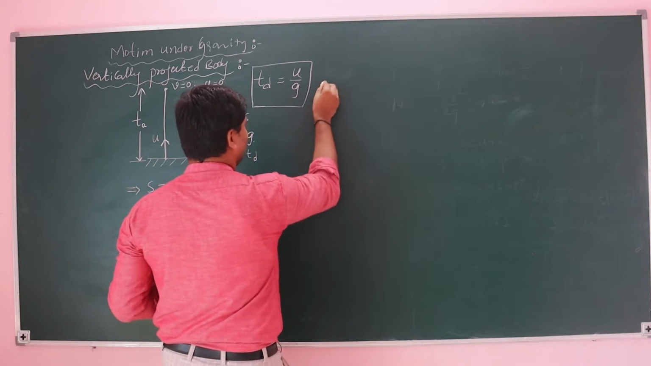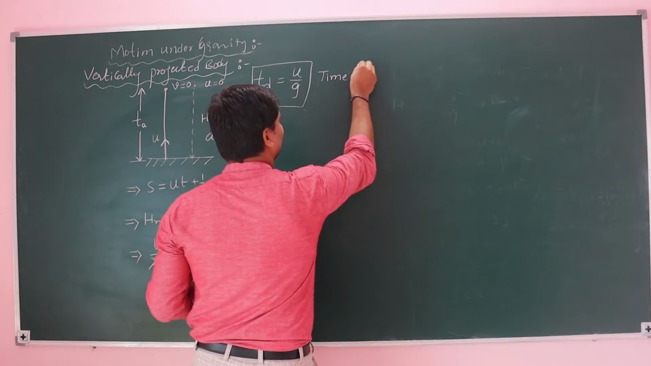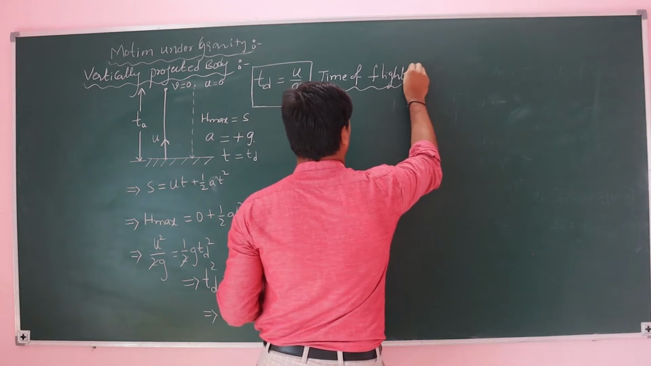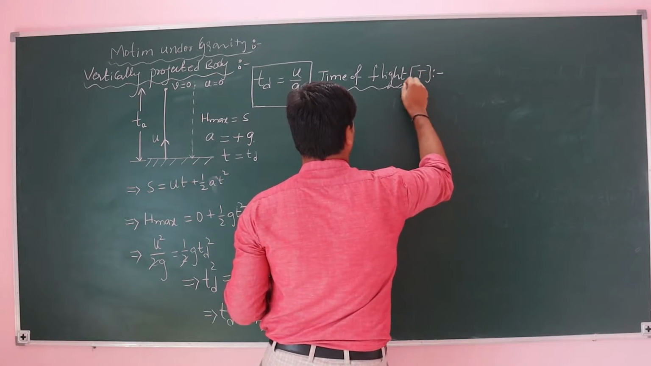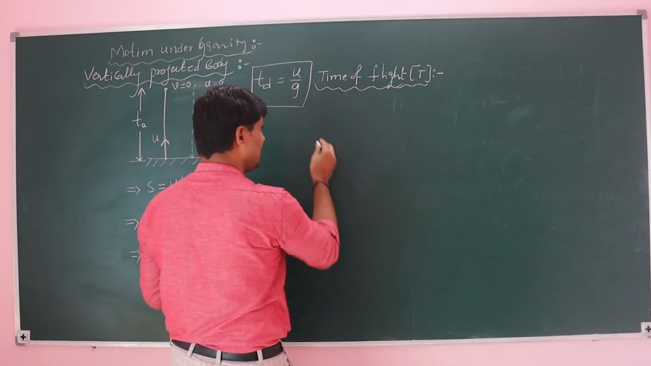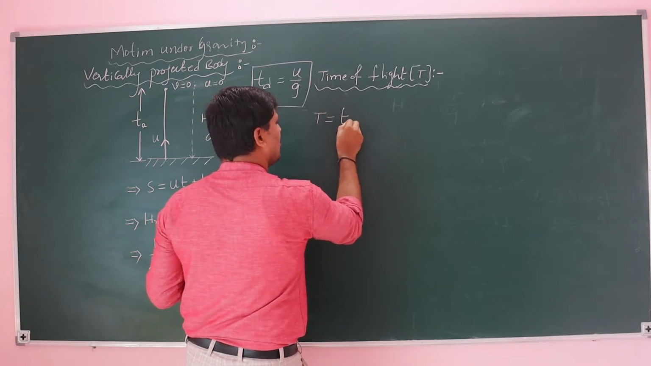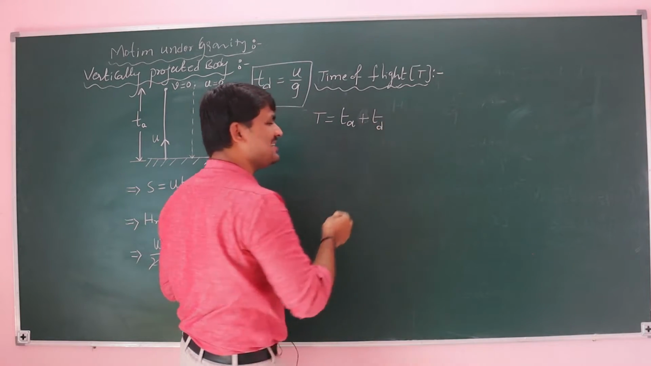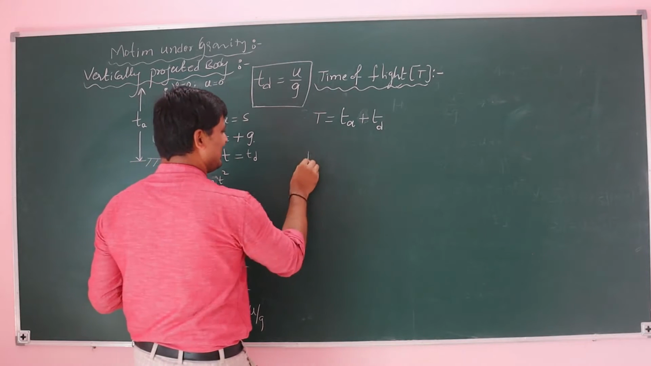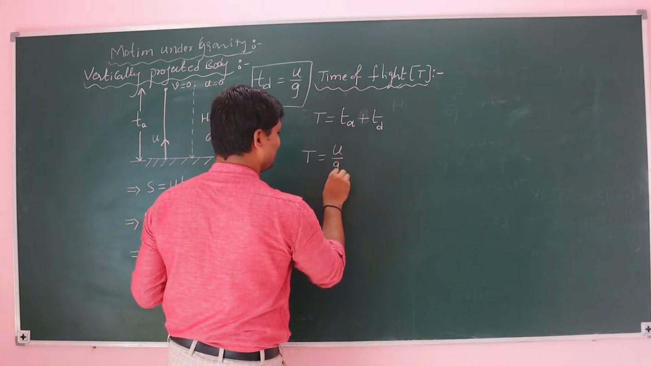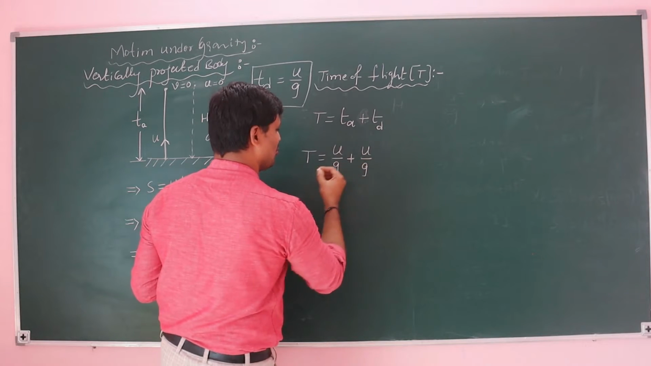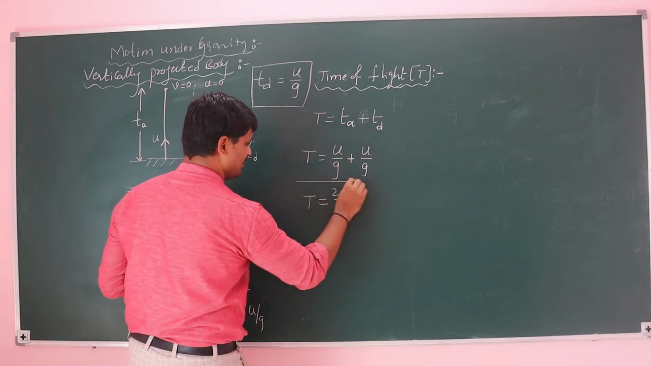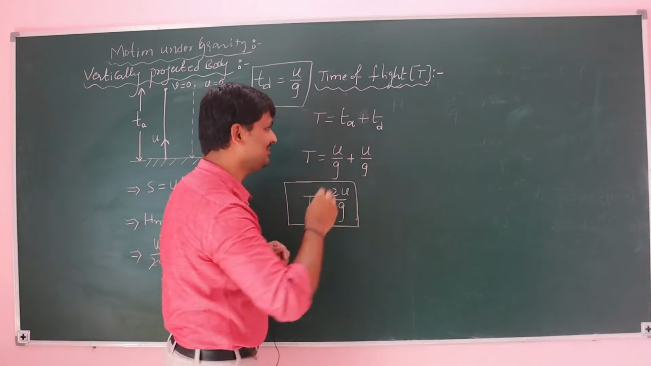Next we'll see time of flight. Time of flight is nothing but total time. Time of flight is equal to time of ascent plus time of descent. So the time of ascent u by g plus time of descent also u by g, then total time goes to 2u by g. So the total time of flight is 2u by g.